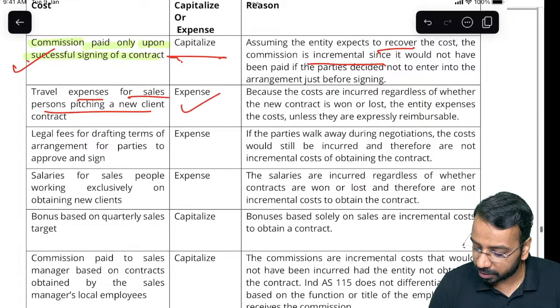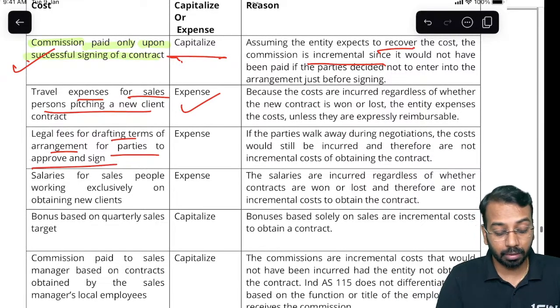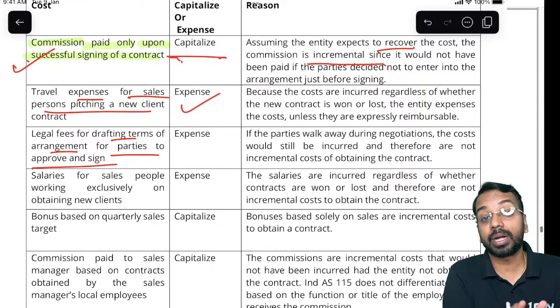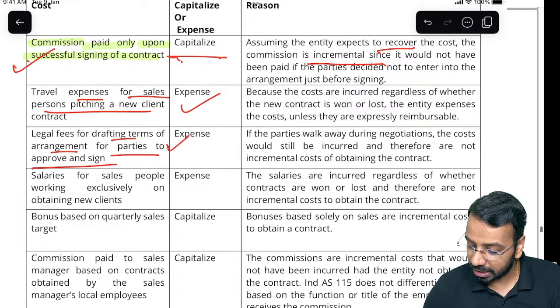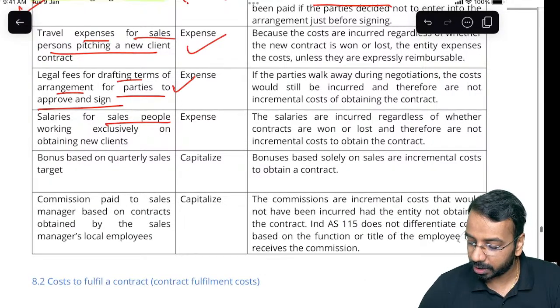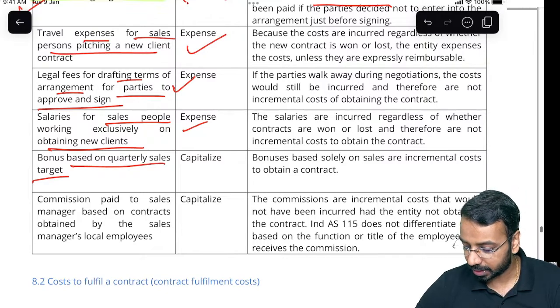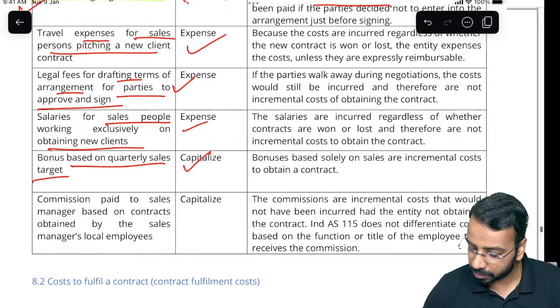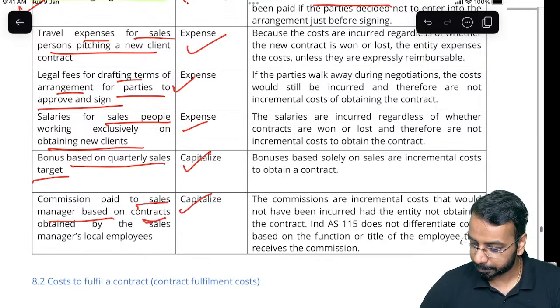Legal fees for drafting terms of arrangement for parties to approve and sign. So you have drafted it. Now you have already incurred that cost. Subsequently, the contract may not be entered into. So you will expense it. Salaries for salespeople working exclusively on obtaining new clients, again expense. Bonus based on sales target. Now that is only incurred if the contract is achieved or received. So capitalize. Commission paid to sales manager based on contracts, again capitalize.